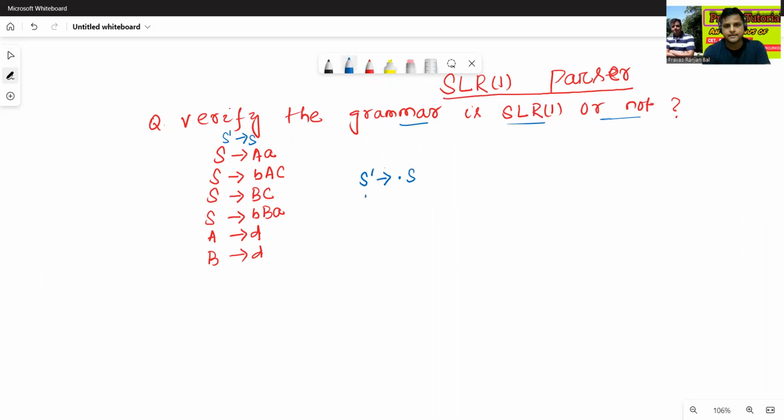So closure of S is: S to dot A, S to dot B A C, S to dot b C a, S to dot b B A. Now we'll find the closure of A also: A to dot D, then B to dot D, because here the closure of B is also there.